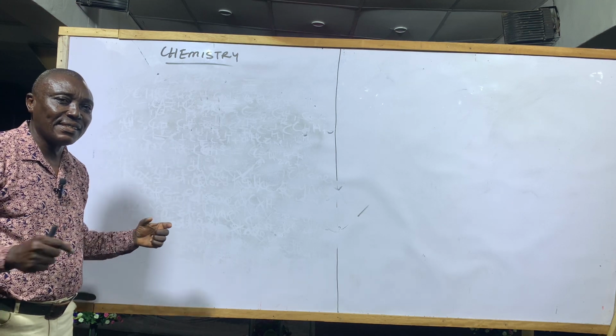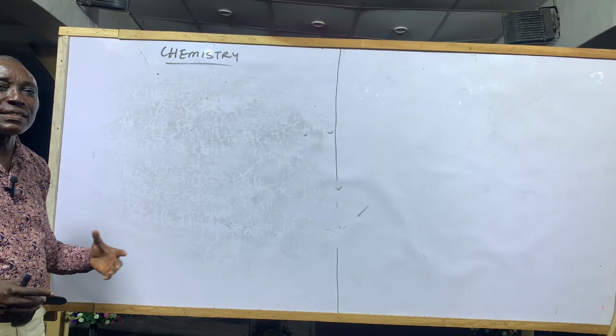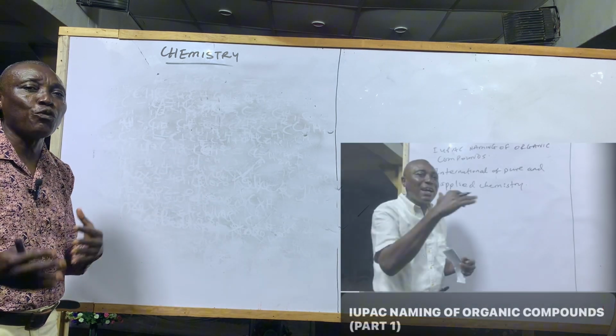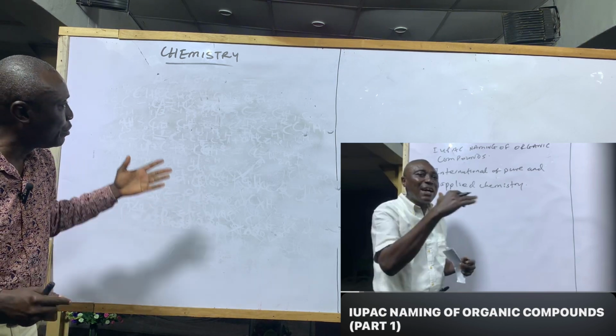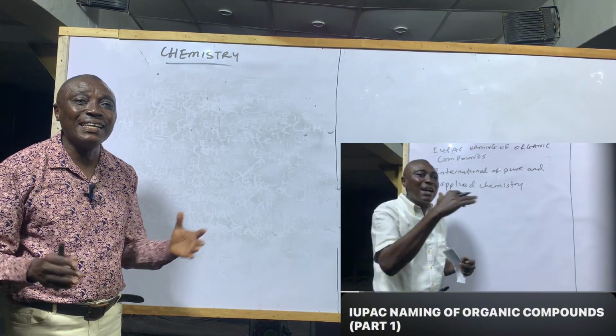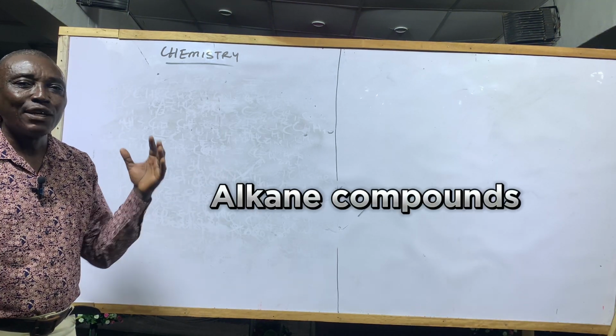In this series, we are looking at the IUPAC naming of organic compounds. In part 1 of my video, we looked at the rules guiding IUPAC naming of organic compounds, and we applied those rules to the alkane compounds.